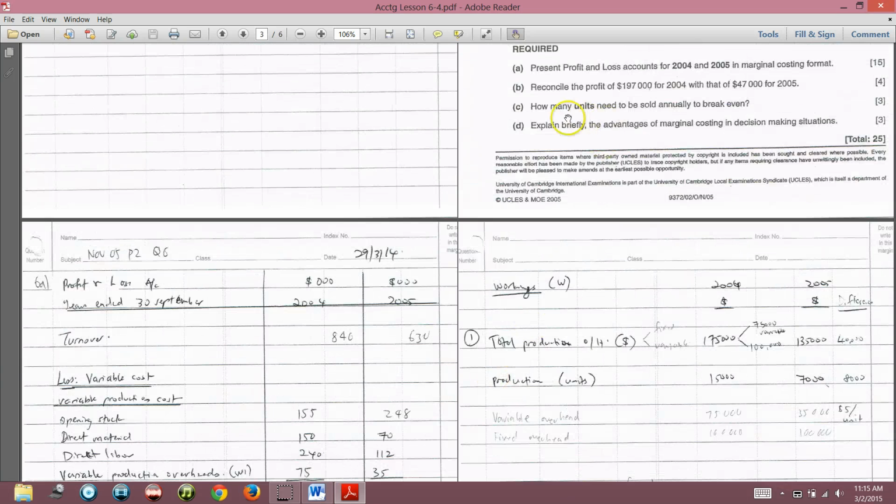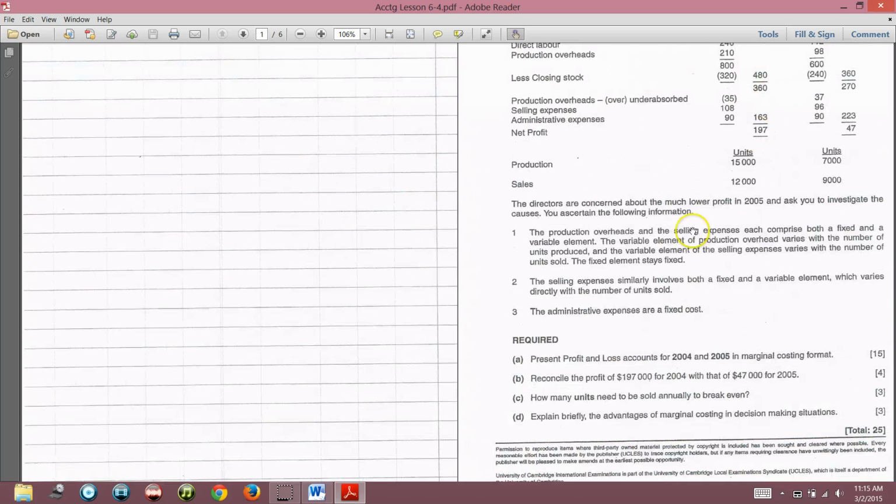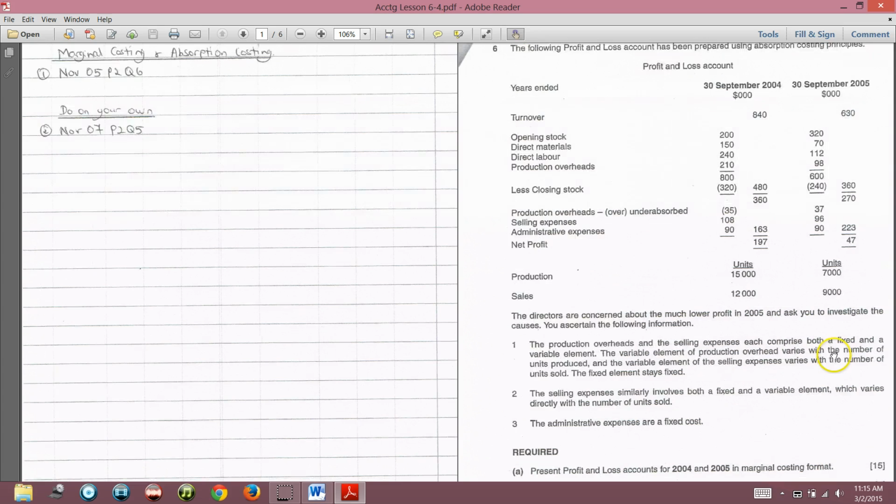Then part B says reconcile the profit of 197,000 for 2004 with that of 47,000 for 2005. Reconcile means the boss is asking you as the accountant, hey, how come 2004 and 2005 have profits that differ by so much?